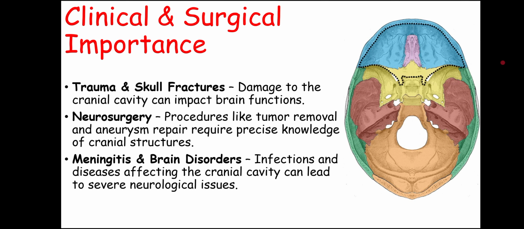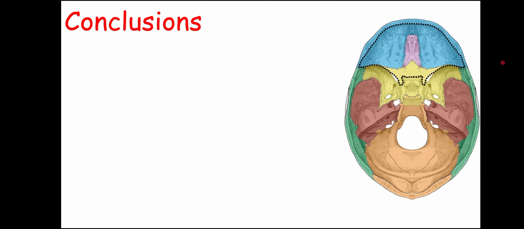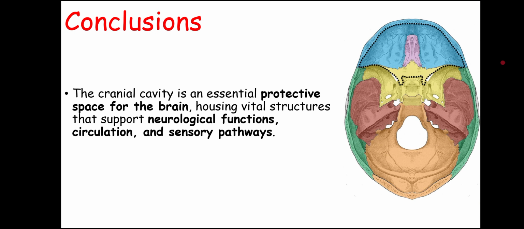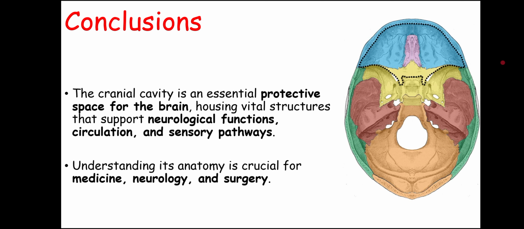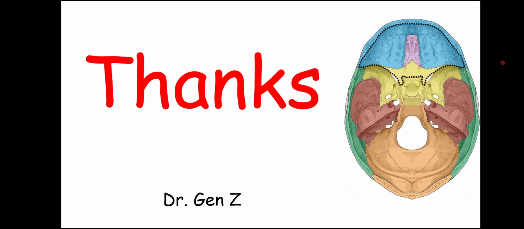to severe neurological issues. Now, the conclusion is that the cranial cavity is an essential protective space for the brain. It houses vital structures that support neurological functions, circulation, and sensory pathways. Understanding its anatomy is crucial for medicine, neurology, and surgeries. So this was about the cranial cavity.